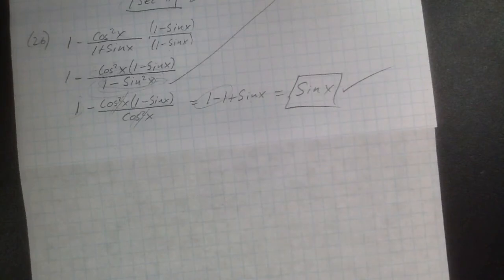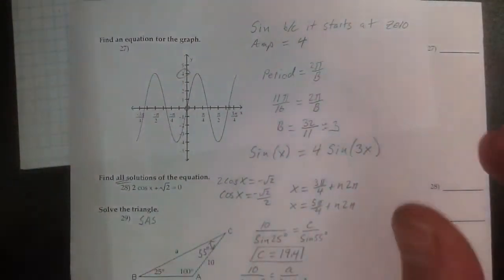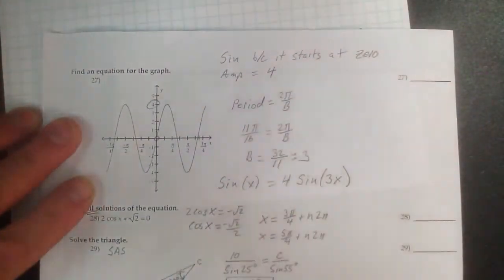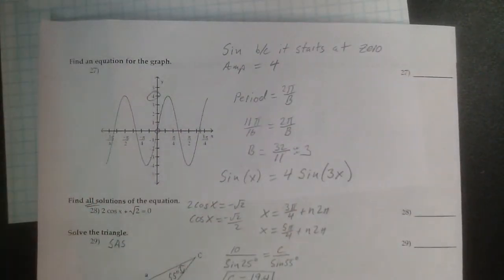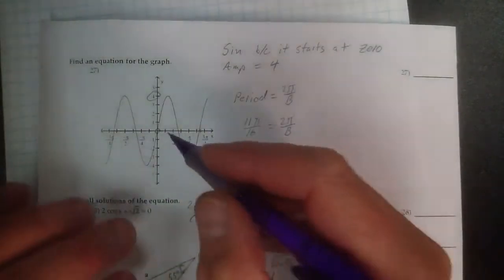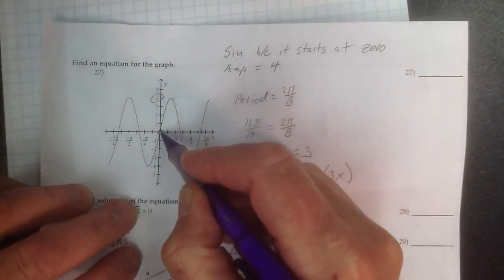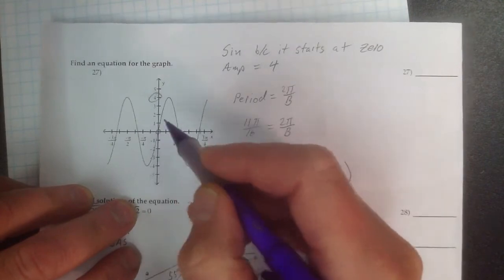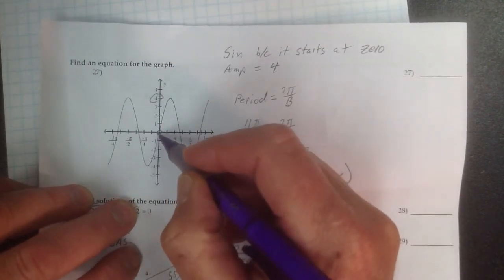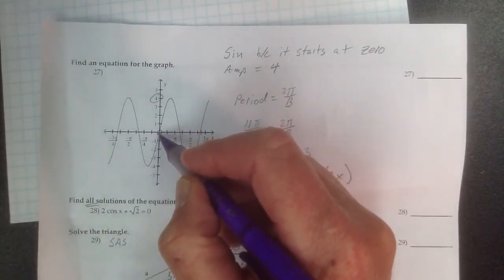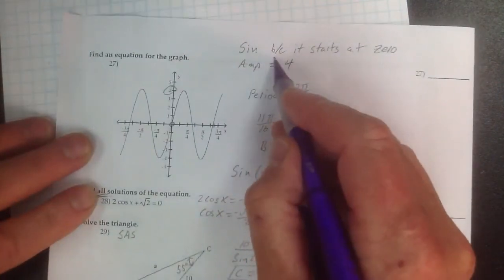And that's that identity. All right, for the next one, number 27, it's actually a fairly straightforward problem, but it does have something exceptionally tricky to it. I need the equation for this graph. Well, I can quickly see that this is a sine curve. How do I know that? Because it starts right here at 0. I'm kind of lucky. I don't have a phase shift or anything like that. It clearly starts at 0. The sine function starts at 0, so I know it's a sine function.